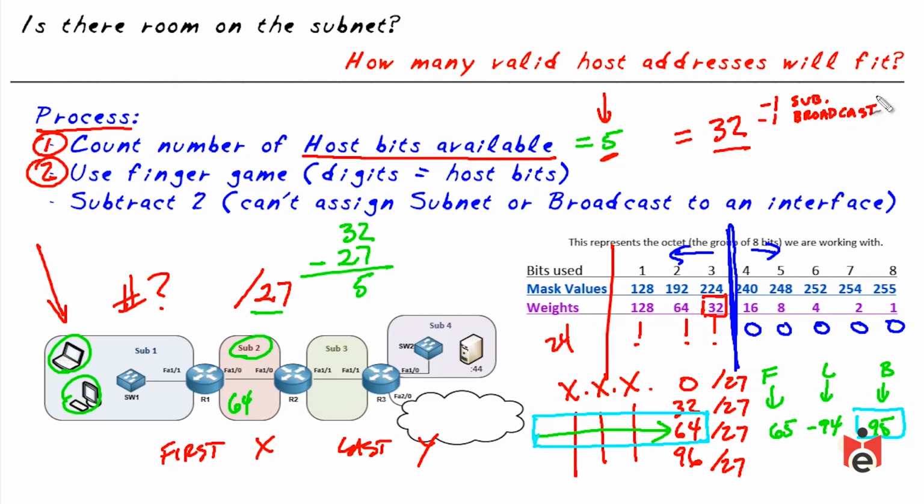And for that reason, when we calculate the number of hosts available on a subnet, we're going to play the finger game, but when we get our result, we're going to go ahead and subtract 2. And that's because we cannot use the subnet itself, that subnet address, nor the broadcast as a valid IP address on an interface. So I'd like to do one more example with you on that.